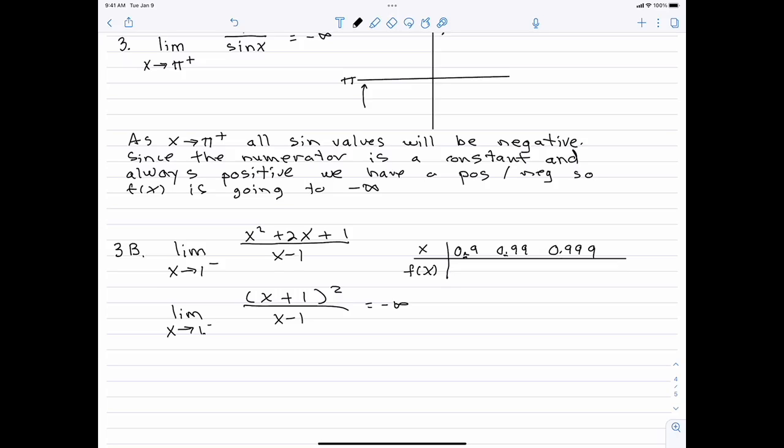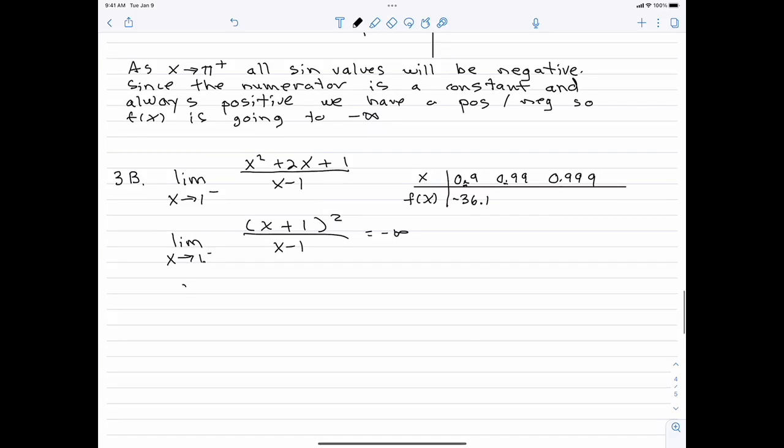2x plus 1 over, what do we got? x minus 1. So in this case, if I plug in, what did I say? I'm going to plug in 0.9. If I plug in 0.9, I get negative 36.1. What if I plug in 0.99? I'm going to need more room, huh? Let's go do this down here, because I wasn't originally planning on making a table.